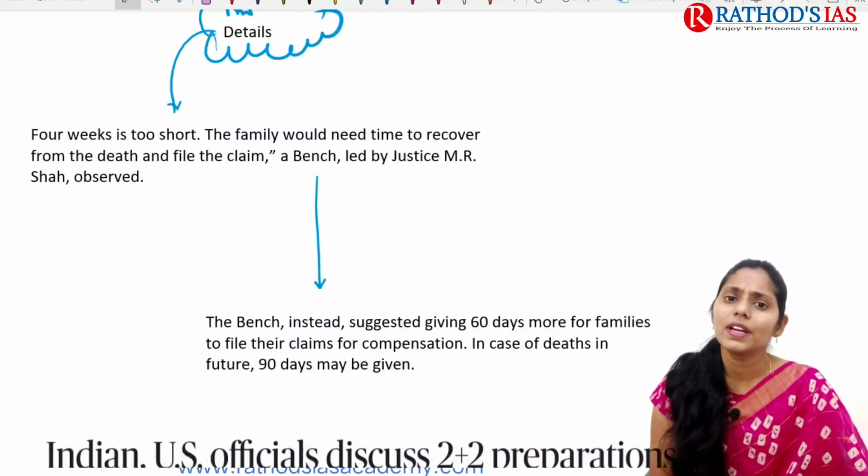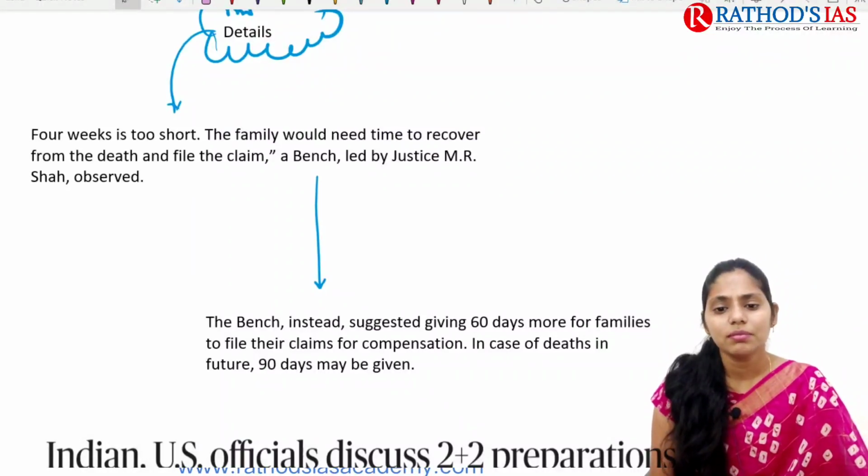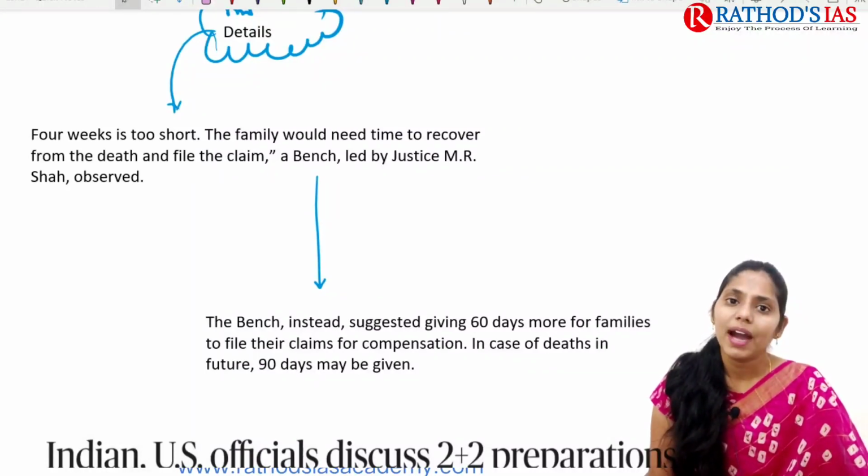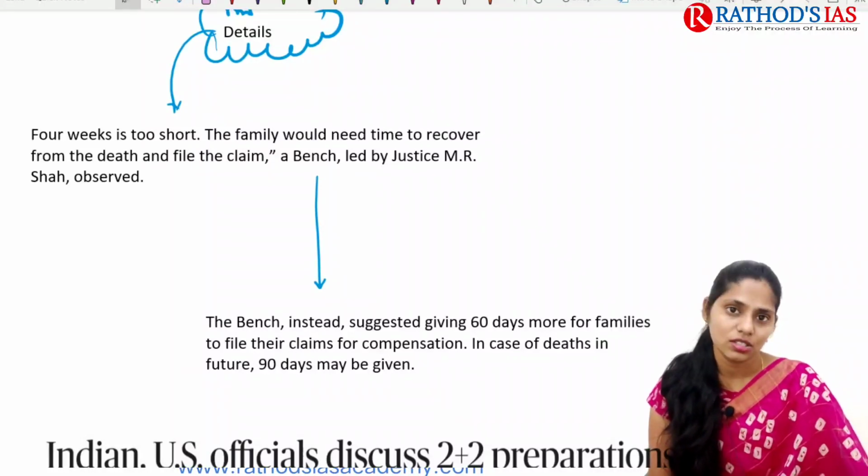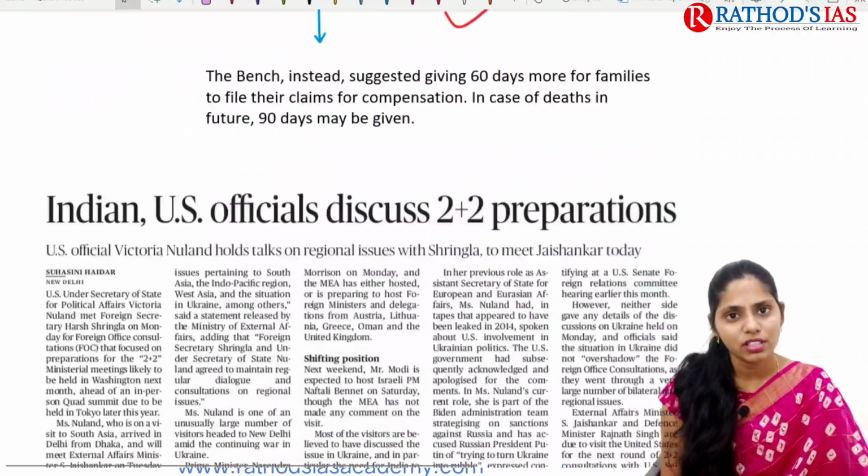And they have to file a claim and get the necessary documents. And the Supreme Court said that instead of giving them 4 weeks of time, it will be 60 days for the families who have already lost a life. Okay, but it said that in the future, the time should be increased to 90 days, that is 3 months. So this is about this topic.